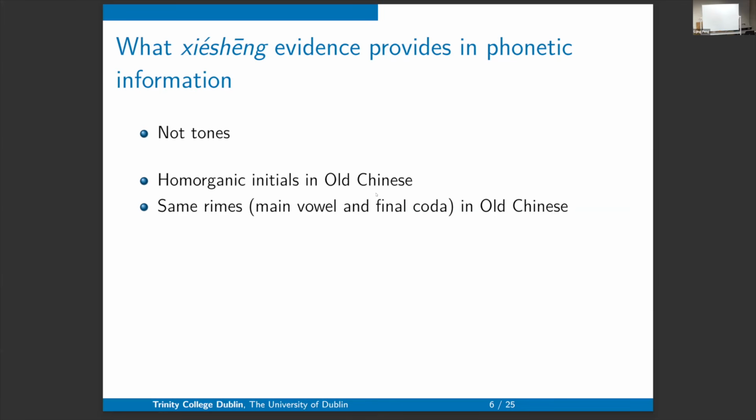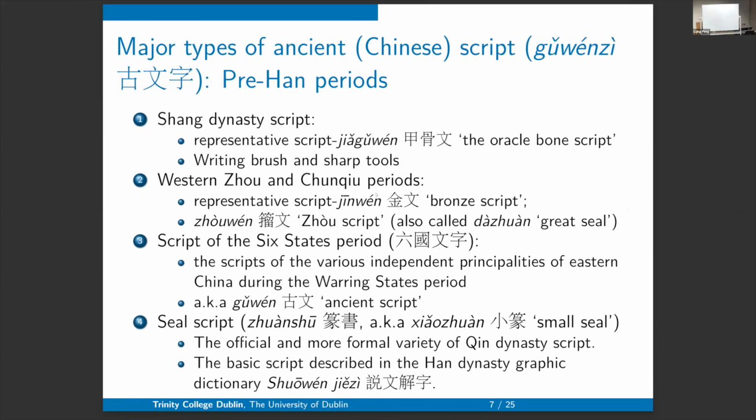So xiéshēng evidence generally doesn't provide information about tones, although there are some series that are consistent in tone. But it tells you the place of articulation in Old Chinese of the initial, and there should be the same main vowel and final consonant of all morphemes written with the same series in general. Okay, and then I go back to this because I skipped over it very quickly last time.